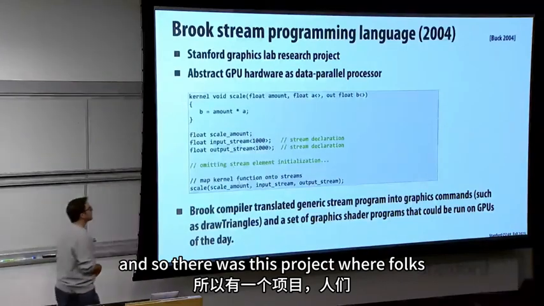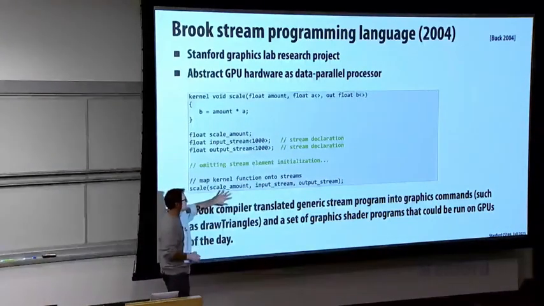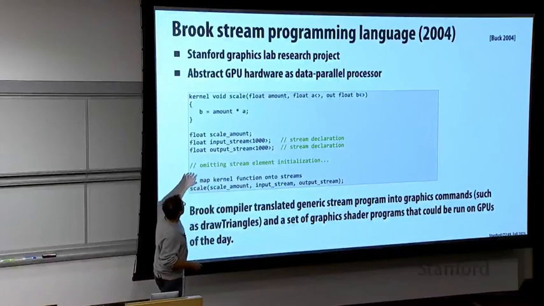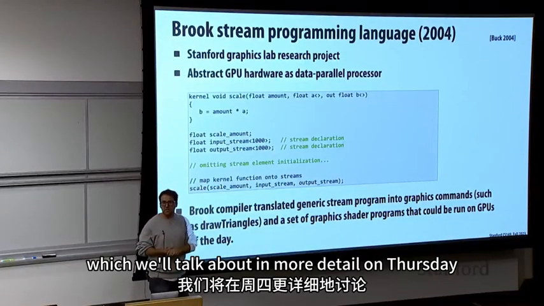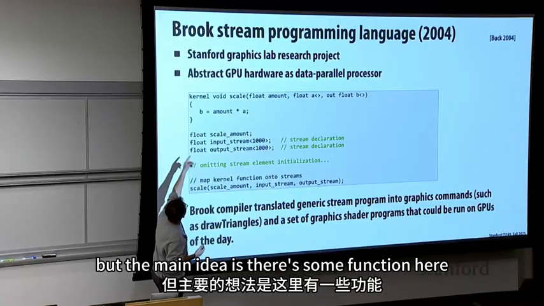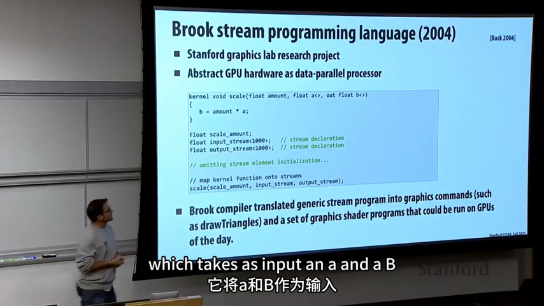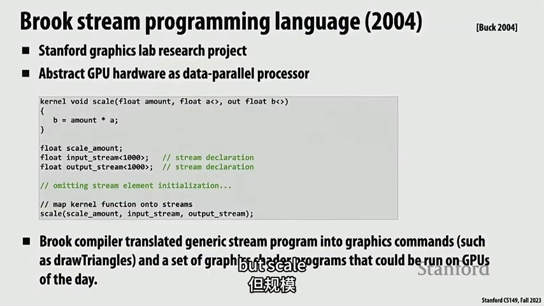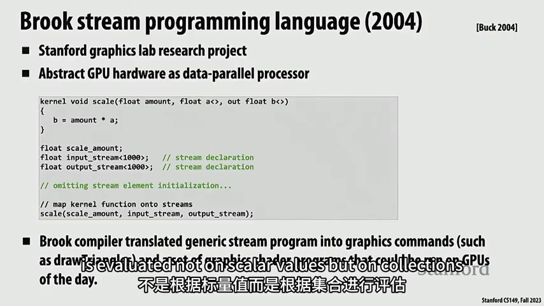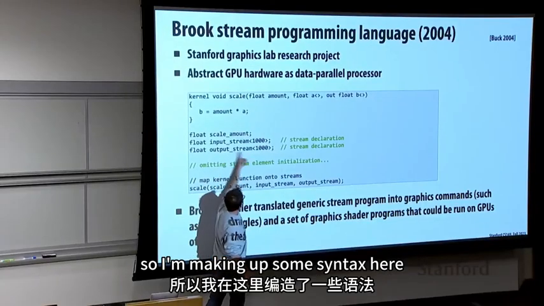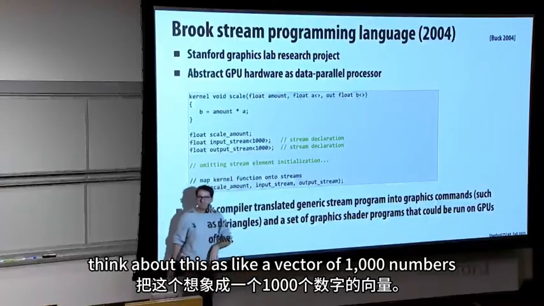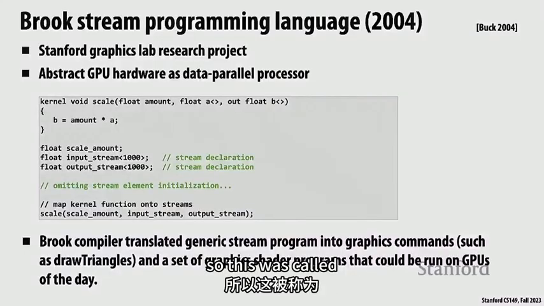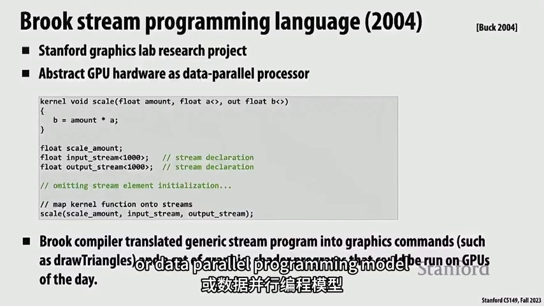And so there was this project where folks used the data parallel programming model, which we'll talk about in more detail on Thursday, but the main idea is there's some function here, like in this case scale, which takes as input an A and a B and just scales A by an amount. But scale is evaluated not on scalar values, but on collections. So I'm making up some syntax here. Think about this as like a vector of 1,000 numbers, and you're applying scale to every element of that collection. So this was called the stream programming model or data parallel programming model.